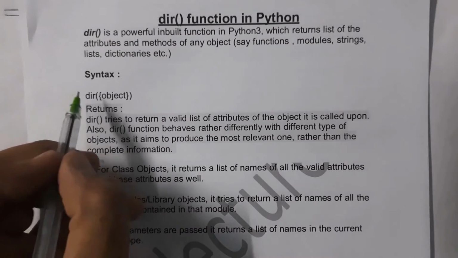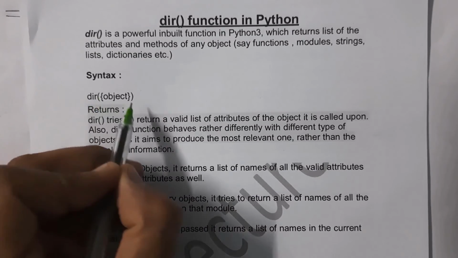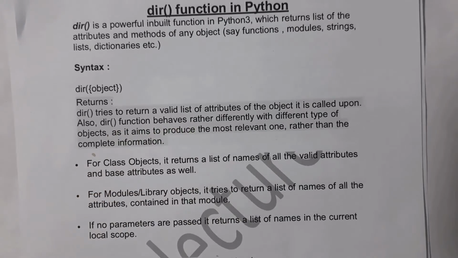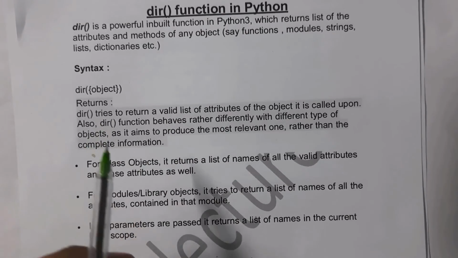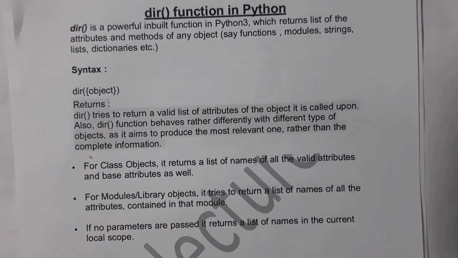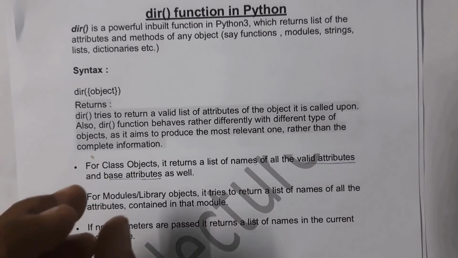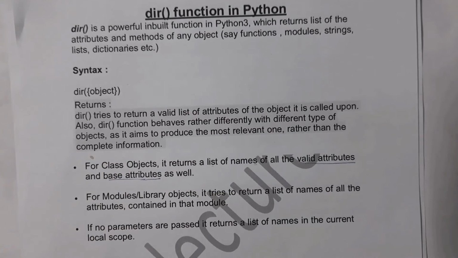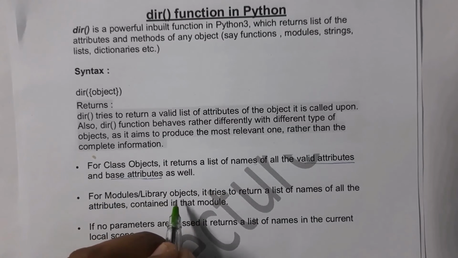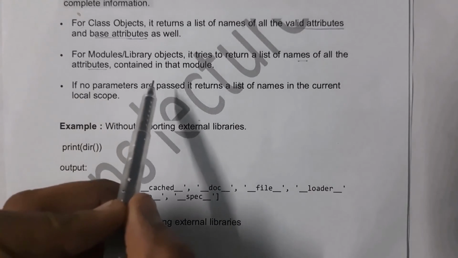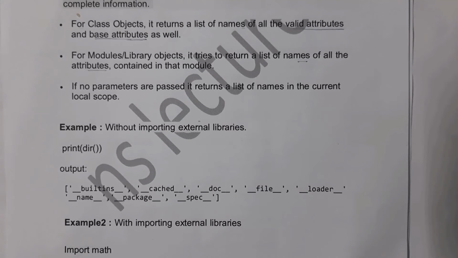This is the syntax. Just write here dir. This is the function, so inside brackets you can give any object name. The dir function behaves differently with different types of objects. For example, in the dir function, if you write class objects, it will return a list of names of all attributes. It will return base attributes too. And whenever you include modules in the dir function, then it returns names of attributes supported by that module. If no parameters are passed, whatever names are present inside the scope, it will return all those names. This is how the dir function behaves differently with different objects.